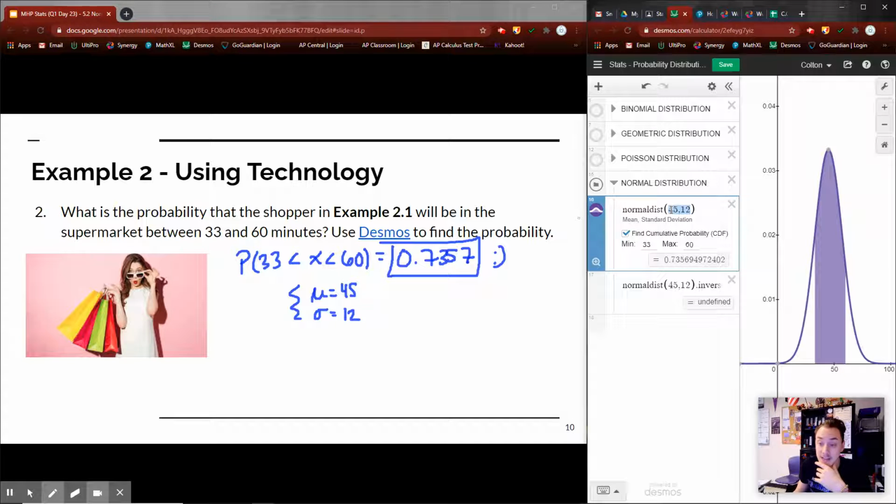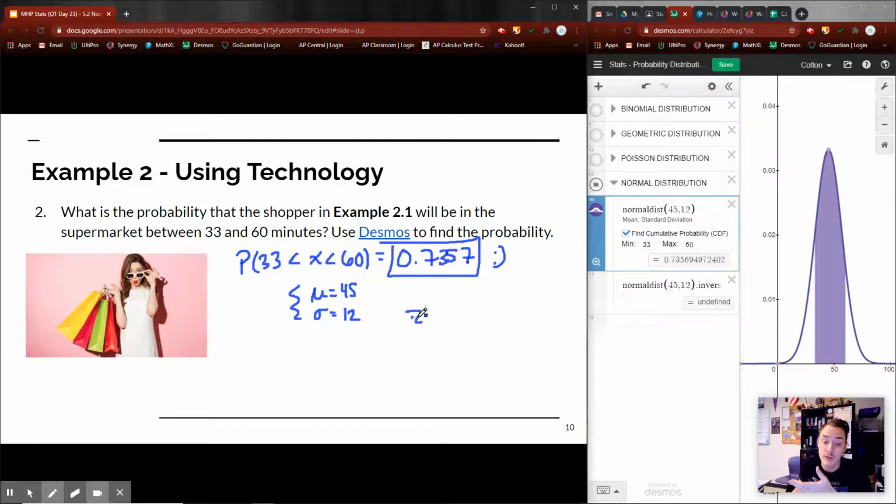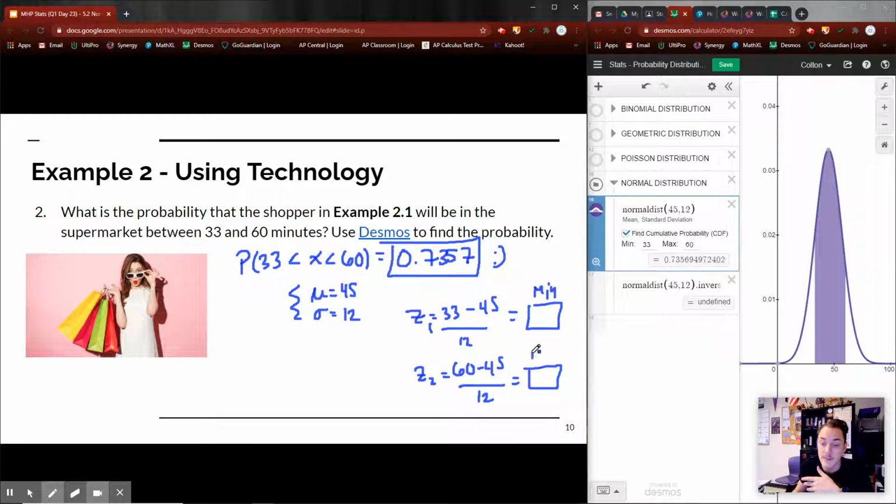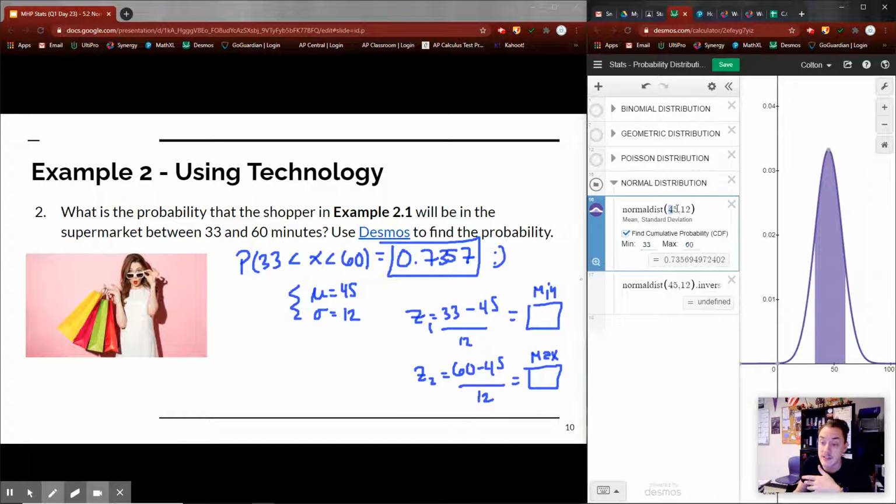If I wanted to do a z-score, I would need to change that to 0, change this to 1. I would need to go through z equals 33 minus 45 all over 12, and then that's my z1, and I would need to find z2 to be 60 minus 45 all over 12. I would need to get these answers, and then those answers would become my min and then my max, respectively. And then I'd plug them here, with 0 being my mean, standard deviation being my 1.